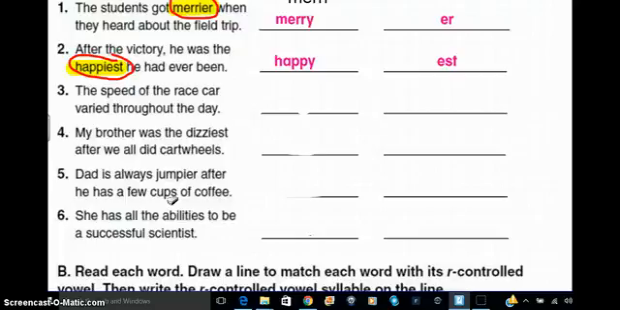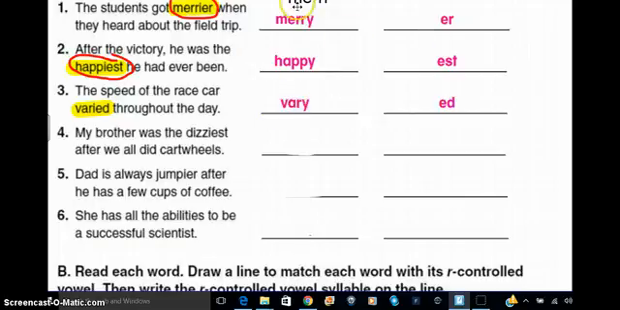All right, so let's go ahead and let's see about making sure if we can do this independently. So let's check what we got. All right, make sure you're honest and just go ahead and check your work here. The speed of the race car varied throughout the day. Well, I see an ending. Varied, okay. And so my ending is ED, but my base word would be what? Vary. Vary means to change.